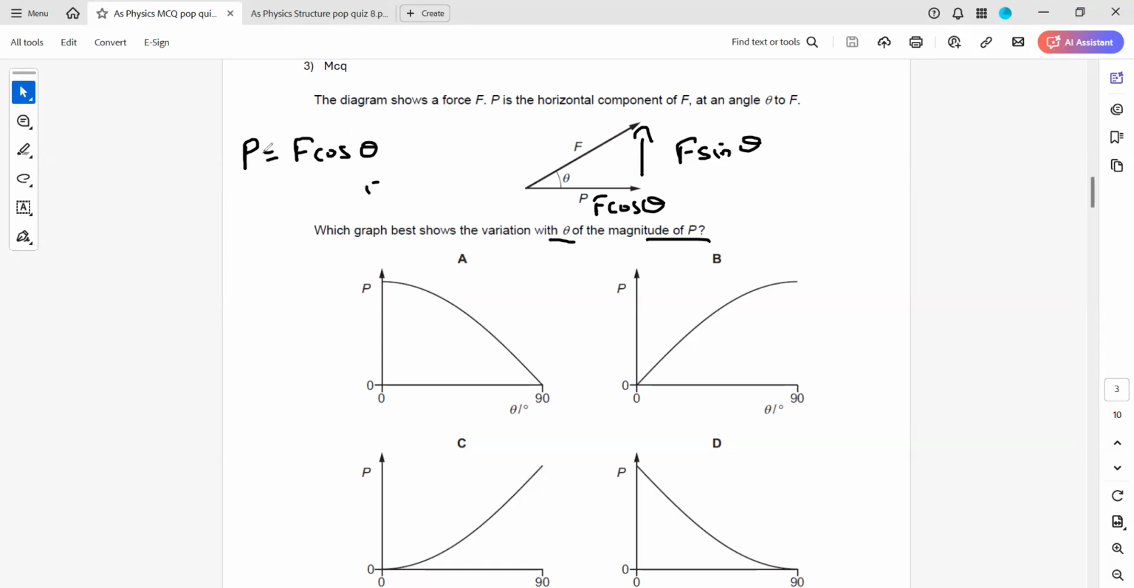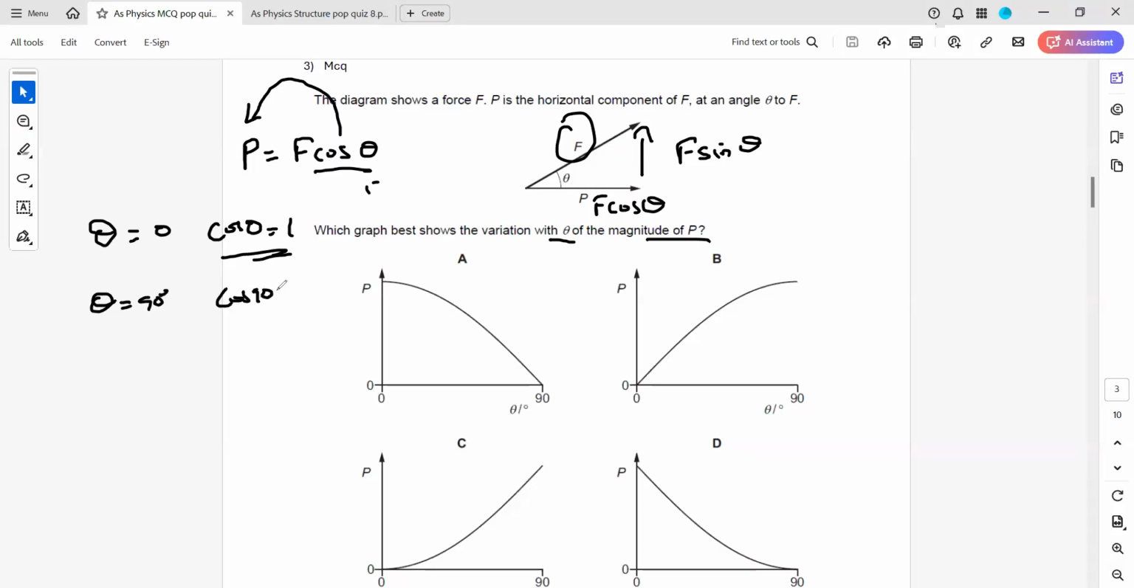Now, F is a constant, as you can see here, this force is constant. So the variation of P actually depends on cosine theta. What is the relation between theta and cosine theta? When theta is 0, cosine 0 is 1, the maximum value. And when theta is 90, cosine 90 is 0. So when theta is 0, we have a maximum value for P, and when theta is 90, we have a minimum value for P.